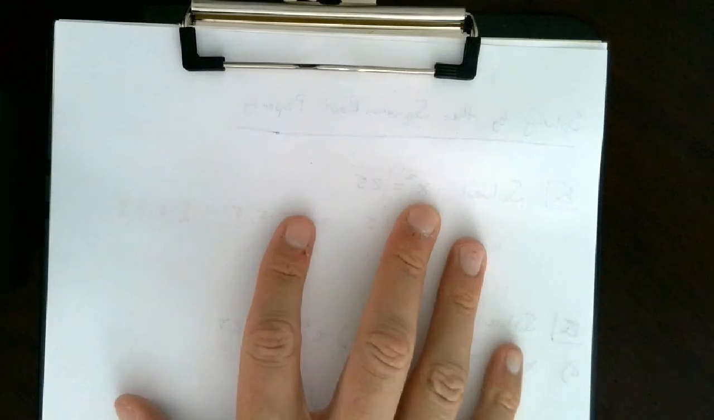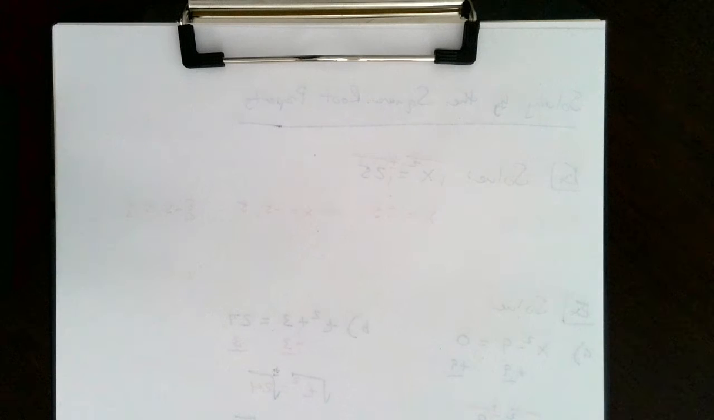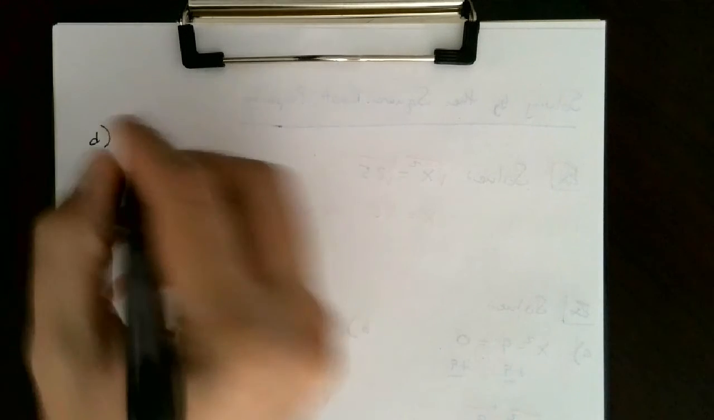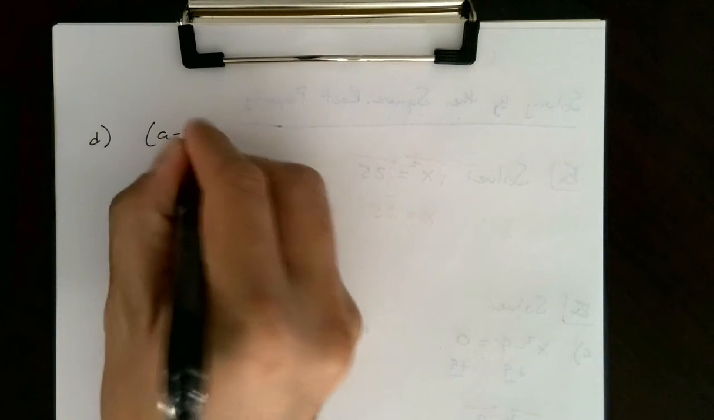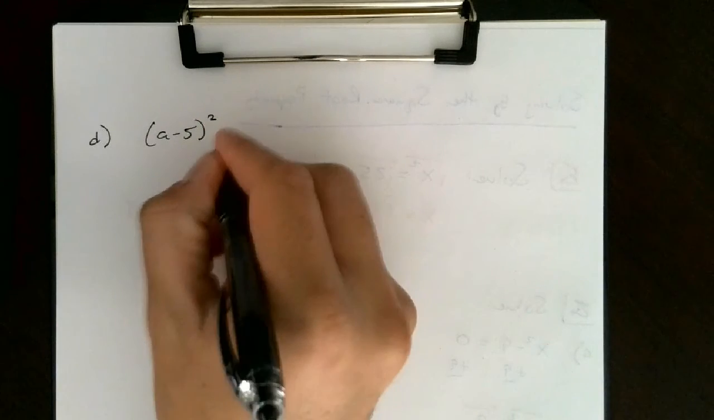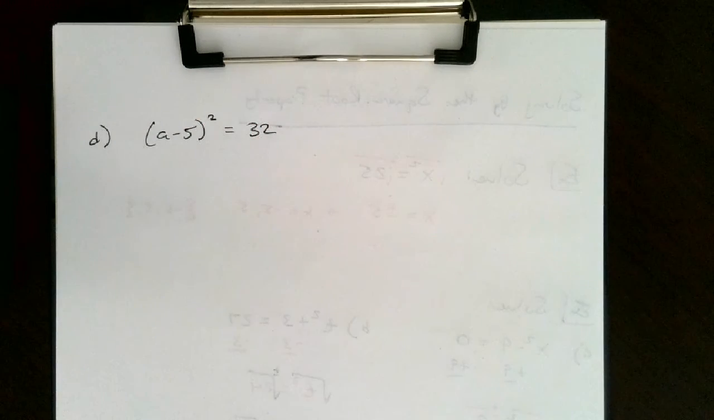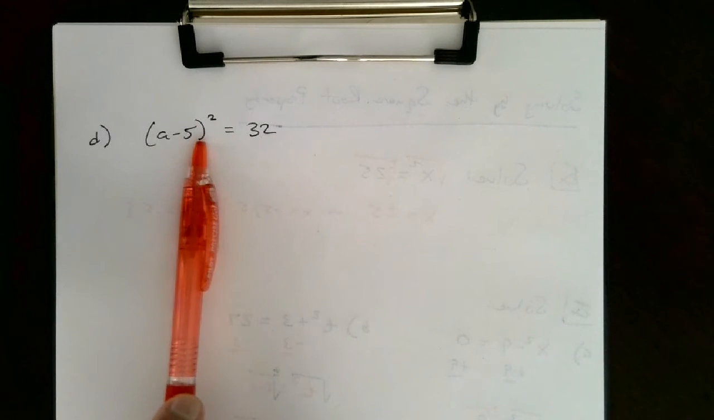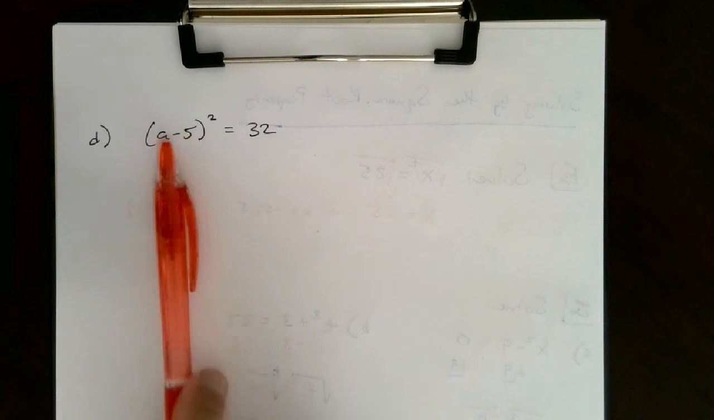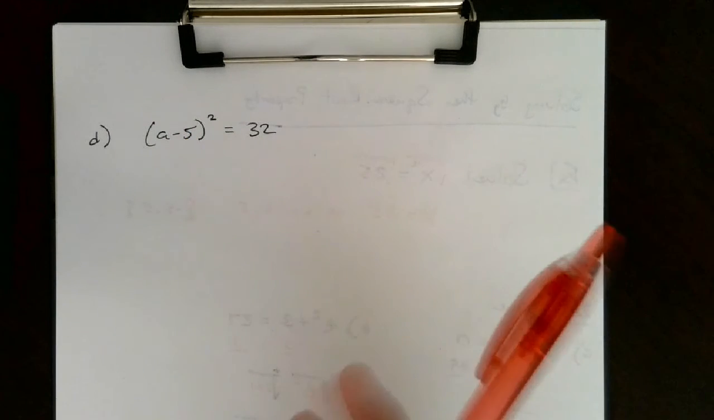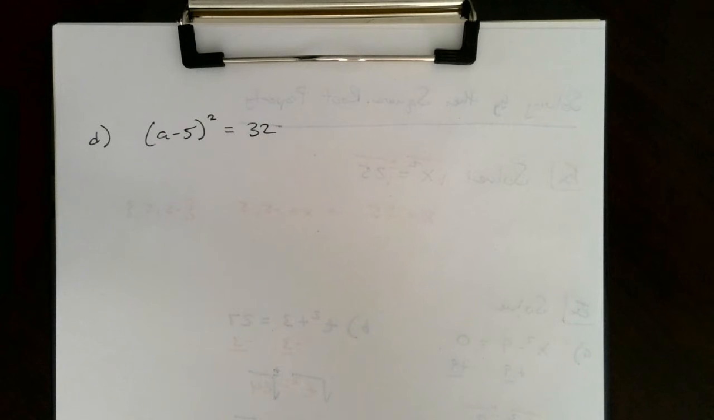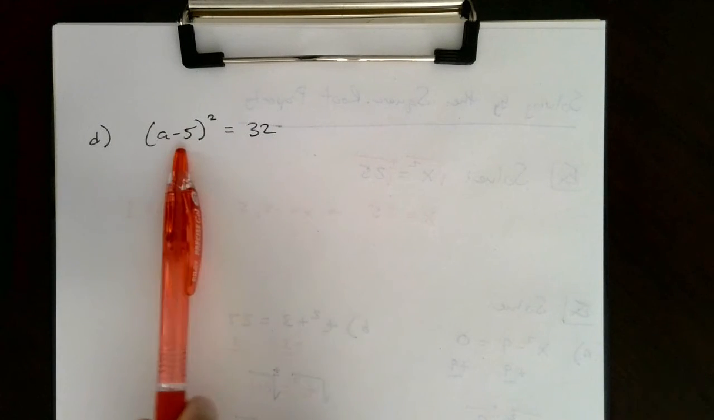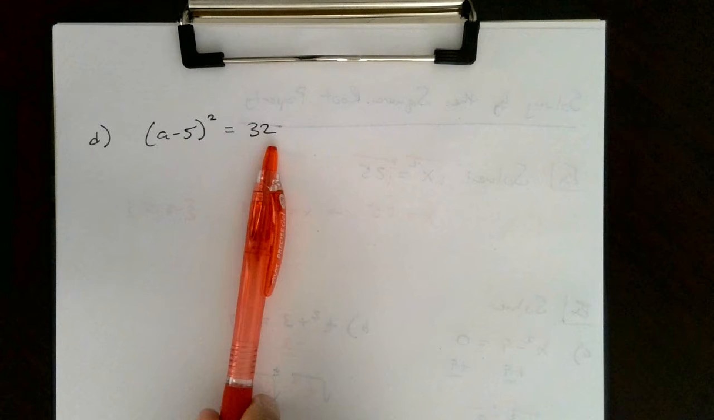Let's take a look at just a few more. If I said I had this one here, a minus 5 the quantity squared equals 32. Now to solve this, you might think of expanding the a minus 5 squared and making it a minus 5 times a minus 5 and then foiling it and then solving. You could do that. It would work. But the key to this is recognizing that I have the piece with the variable in it as a perfect square and the constant is all that's left over.